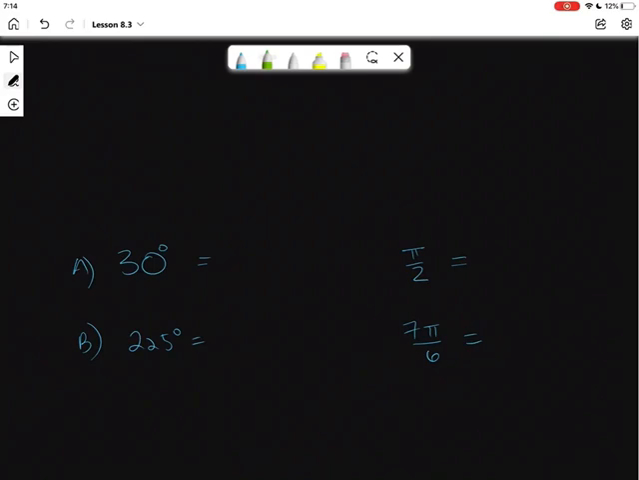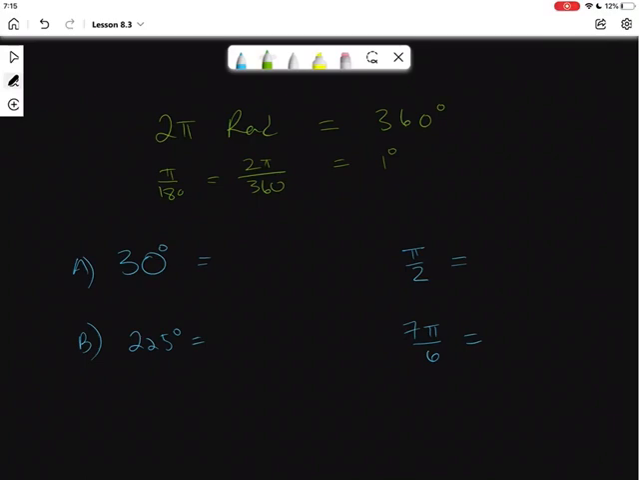So remember that 2 pi equals 360, right? 2 pi in radians equals 360 degrees. We know this. So if I just want 1 degree, remember that that's 2 pi over 360 in radians, right? Which is the same as pi over 180.